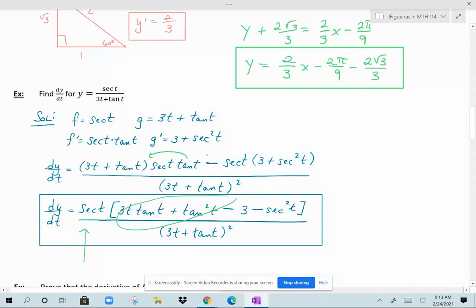You get 3t tangent of t plus tangent squared. And when I factored out that secant, well, this one went to the front, and I was just left with 3 plus secant squared, but this minus got distributed. So I end up with minus 3 minus secant squared of t over my common denominator, the g squared. So it's a good idea to always look for something in common and factor it out, because sometimes you can simplify your expression. In this case, you can't. So both this line and this line are equivalent.